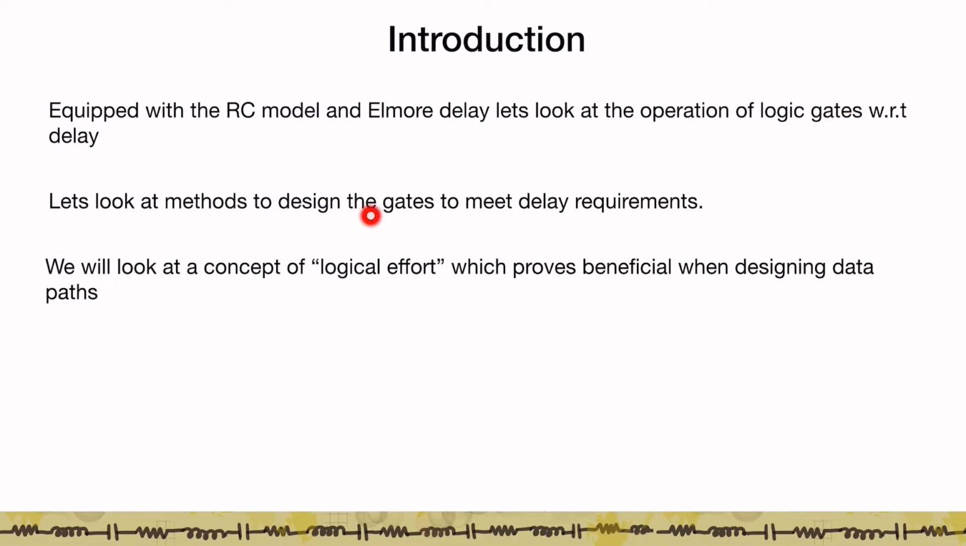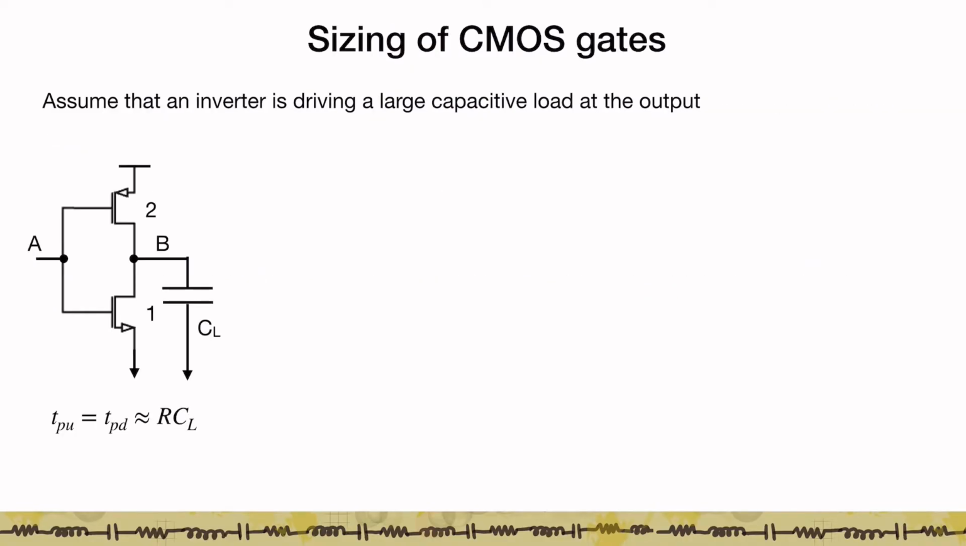So we look at methods to design these gates for specific delay requirements, and I'll also introduce the concept of logical effort, and this will be used when we are going to be doing data path design, that is estimating the delay in a cascade of gates. So let's first begin with recalling sizing in an inverter.